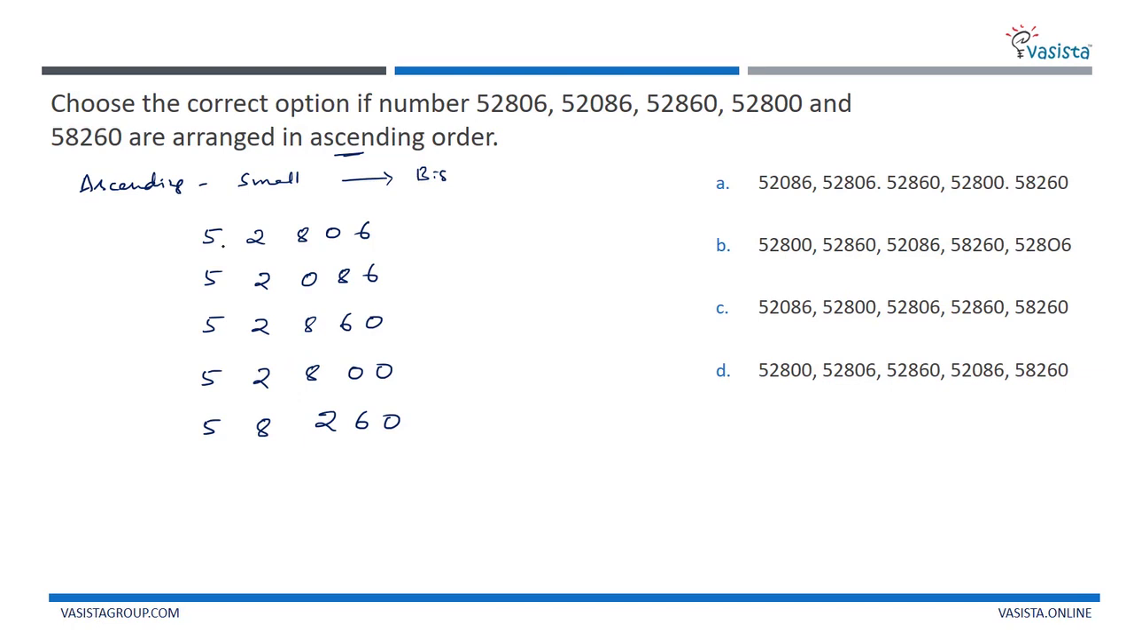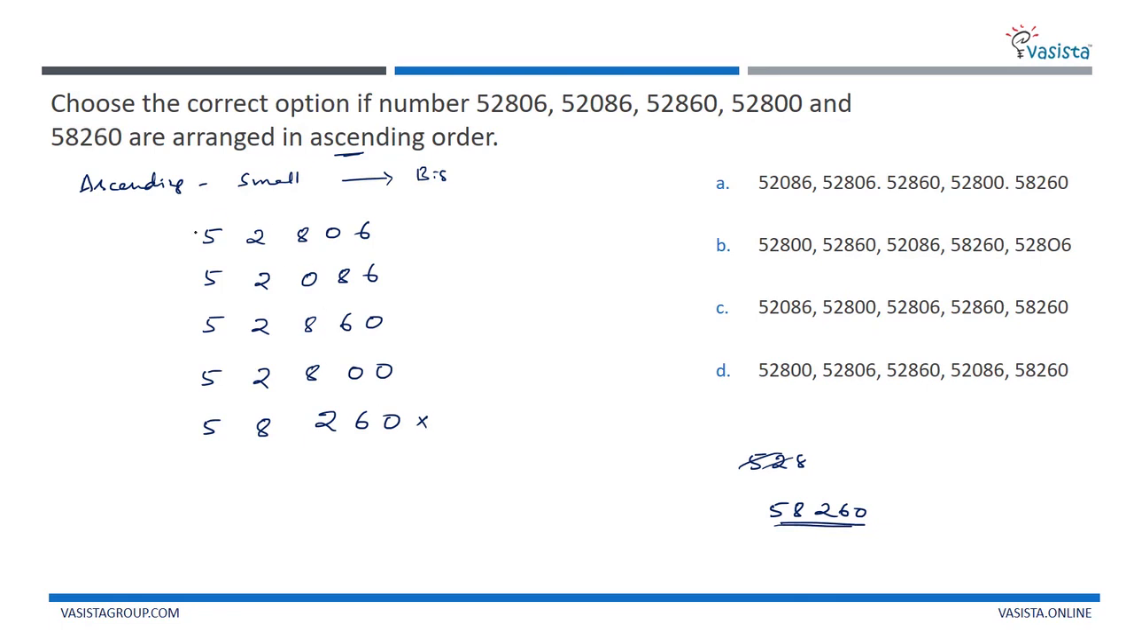Right here, this is 52,086. This is 52,806. This is 52,086. 52,860. 52,800. Let us compare this and this. So 5 is here, 2 is here, right? 8 will be the bigger number. So let me write down that this is the bigger number. So not 52,000, that is 58,260. This is the bigger one, right?